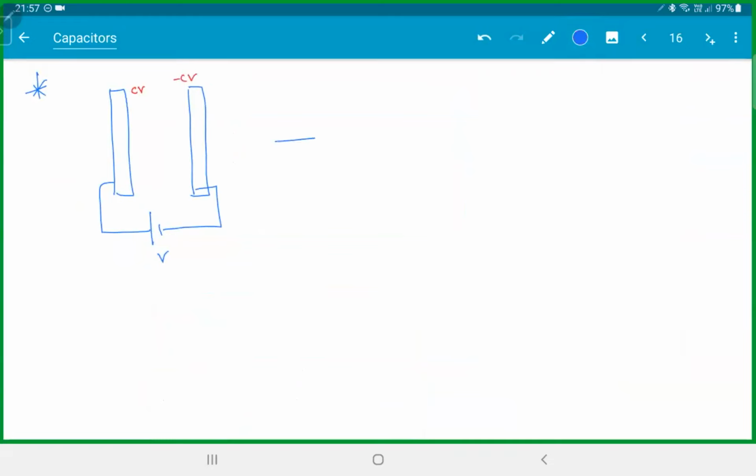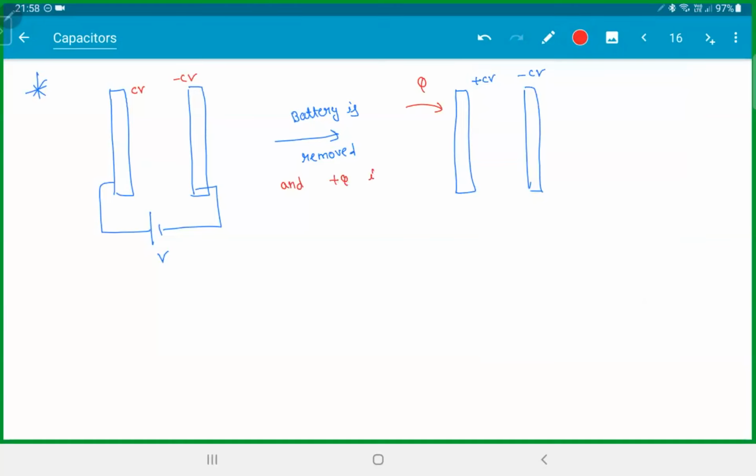Then they said the battery is removed. Then the two plates became like this. So this plate has charge CV, this plate has charge minus CV. And then Q charge is given to the positive plate only. So the battery is removed and plus Q is given to only the positive plate. The question was to find the new potential difference. This was asked in the exam.